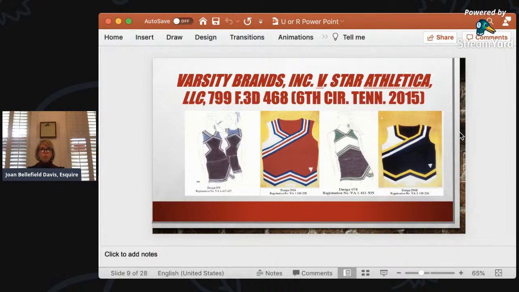So they were worthy of copyright protection because in the court's mind, you could take those designs and they would be eligible for copyright registration separate from the useful garment, the clothing. So that was the holding in Varsity Brands versus Star Athletica. That was a very important case.